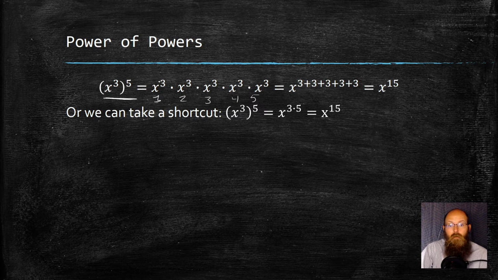Well, then I could know that I add up their exponents, right? Same base being multiplied together. I add their exponents. Okay, so it's 3 plus 3 plus 3 plus 3 plus 3, which gets me x to the 15th. But that's a whole lot of work.